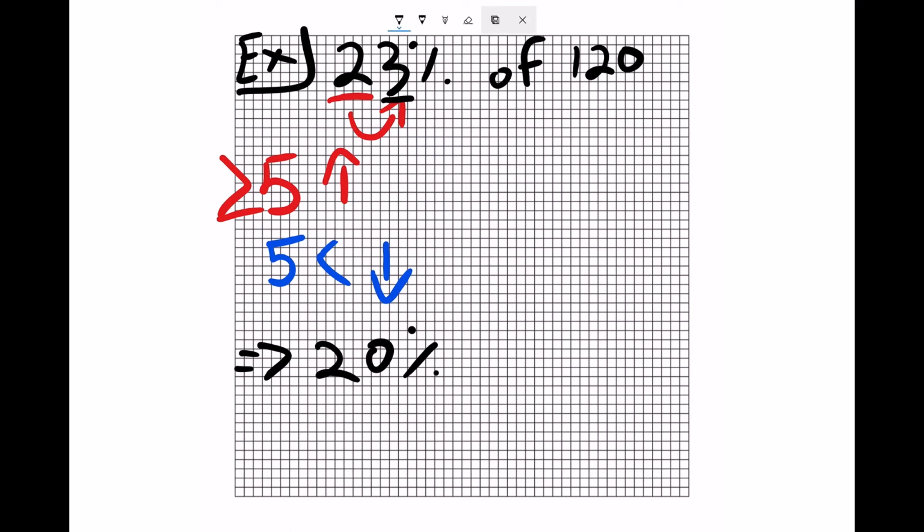Now that you have rounded your percentage, all you have to do is convert it to a fraction or into a decimal and multiply by your original number. What will that look like? You have 0.2 times 120, which if you input into a calculator will give you 24. Let's do a few more examples.